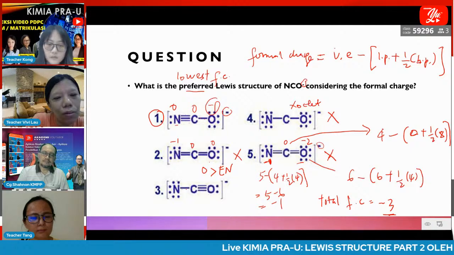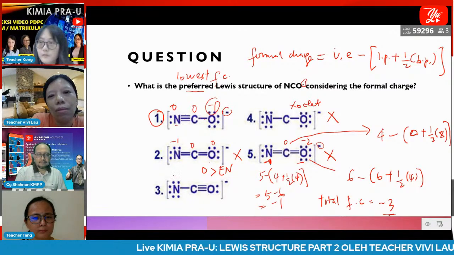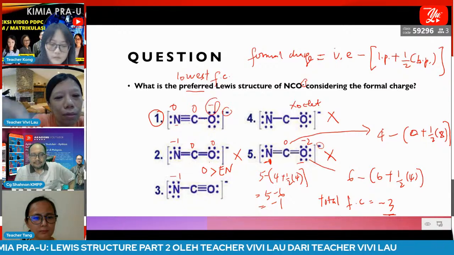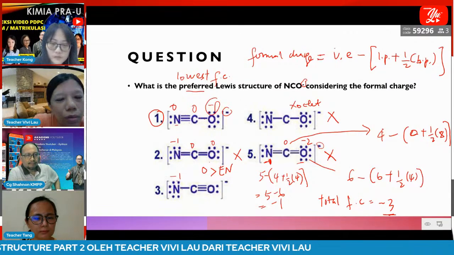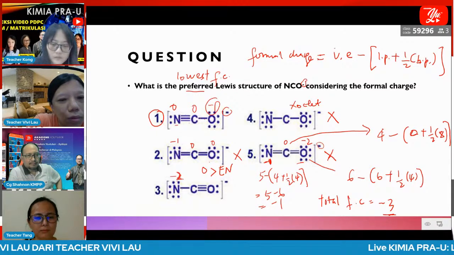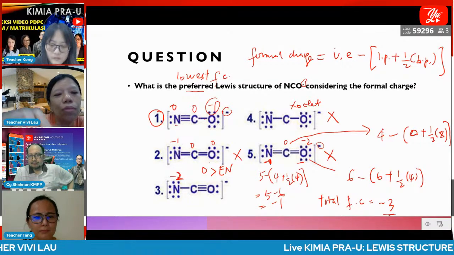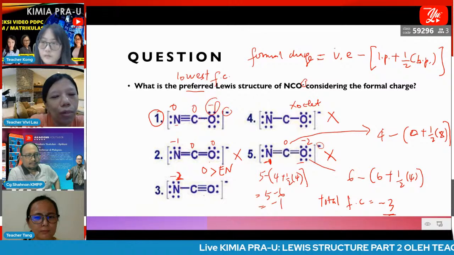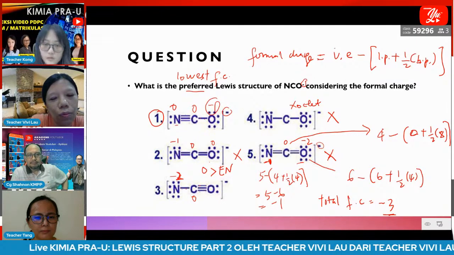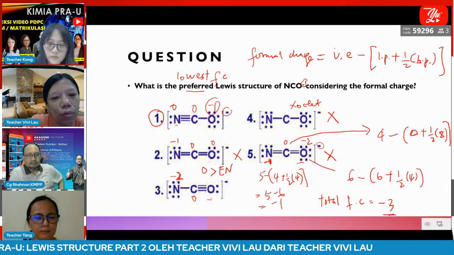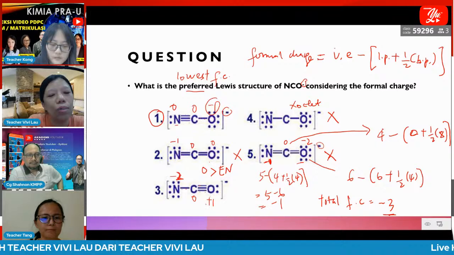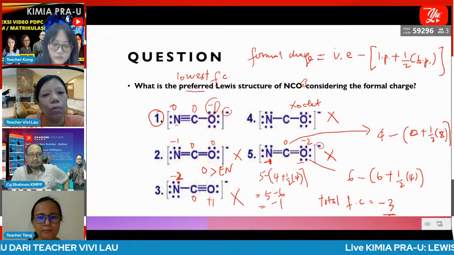Okay, so this one is 2, 4, 6, 7. So negative 1. Okay, 2, 4, 6. This one is negative 2, so the formal charge is too high. This one, 1, 2, 3, 4, 0, 2, 1, 2, 3, 5. So this one is positive 1. Okay, so it's not good. Oxygen gets a positive. So the best one is number 1.